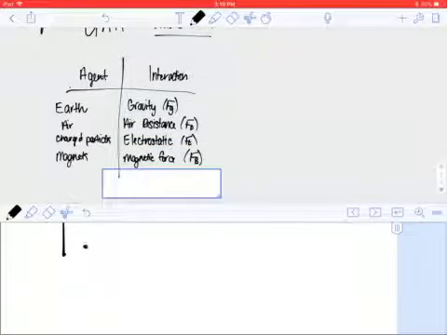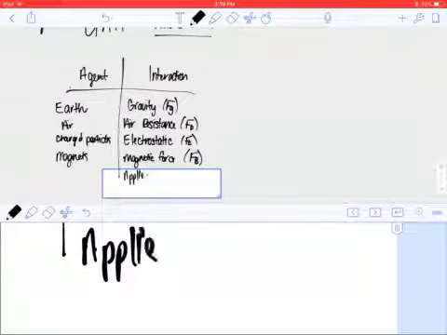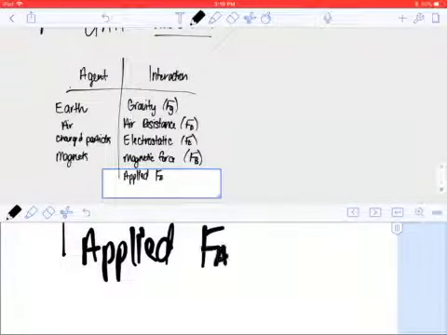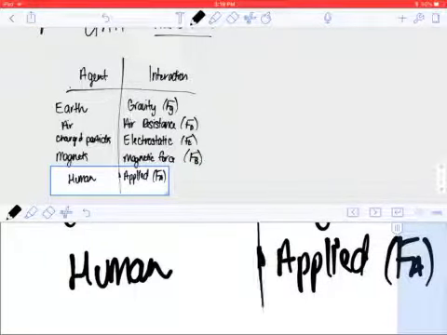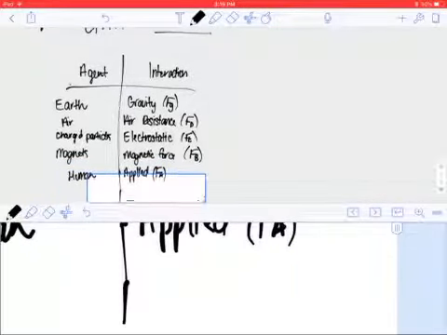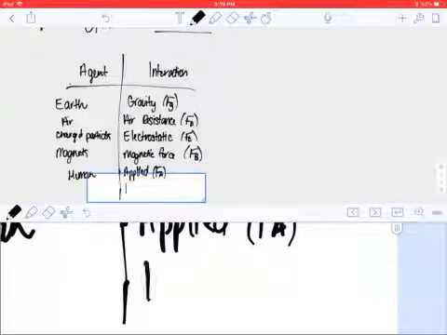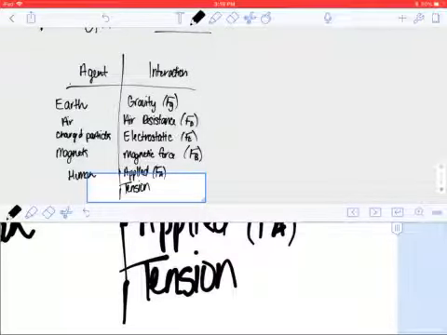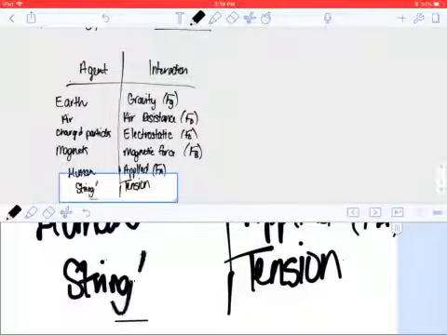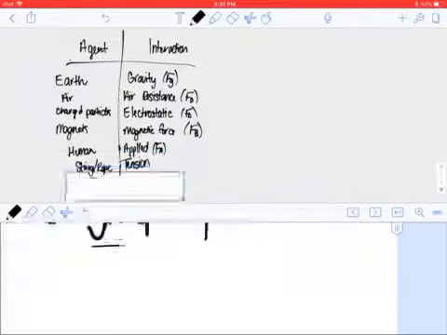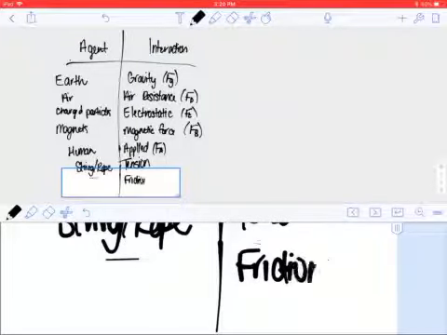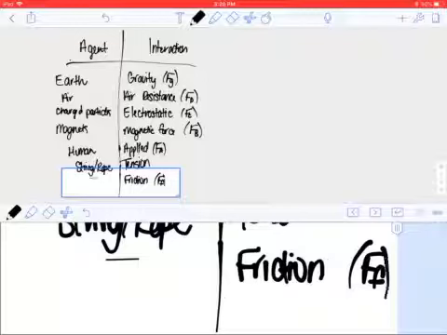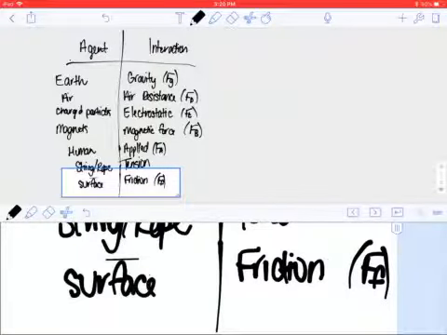Other ones, applied force. So Fa. And that's caused by humans. So when I said earlier, you pushing a table, okay, that is the applied force. Other big ones we need to know, tension. That comes from a string or a rope. Okay. Friction. Ff for friction. Friction's caused by a surface. Okay, so most of the time it's the ground, but it could be any sort of surface.